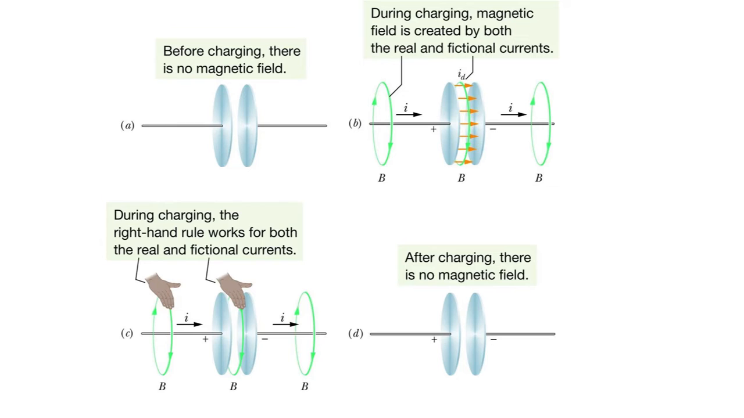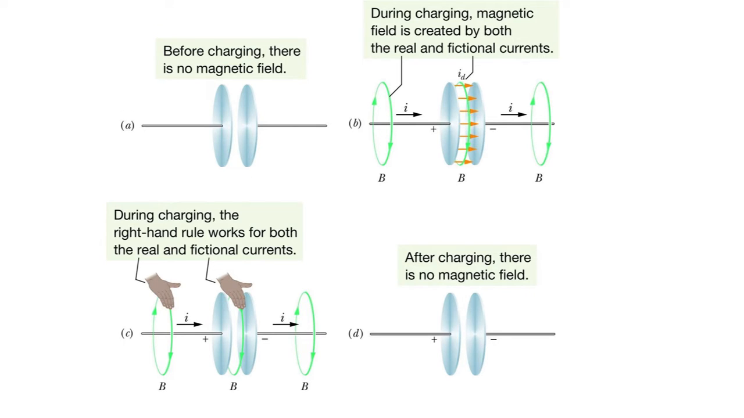As an illustration, before charging there is no magnetic field and there's no electric field. During charging we get a magnetic field by the current looping around this way, and the current that's leaving looping around the same way. And then we get changing electric flux, right? We have field lines here, they're getting stronger, and so we get current that loops this way as well. During the charging, the right-hand rule works the same for both the real and this fictional displacement current.